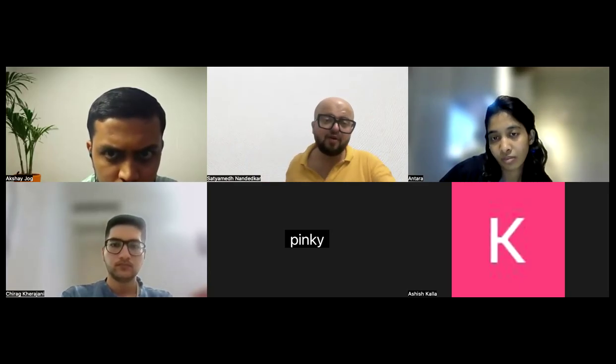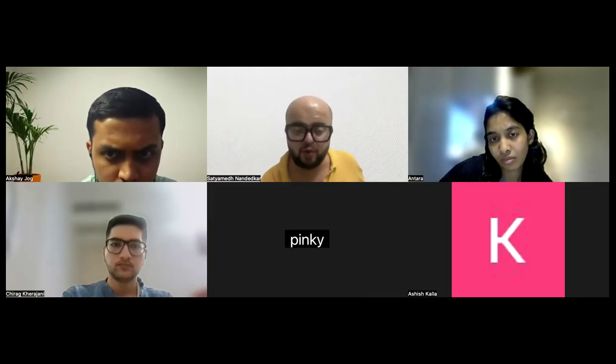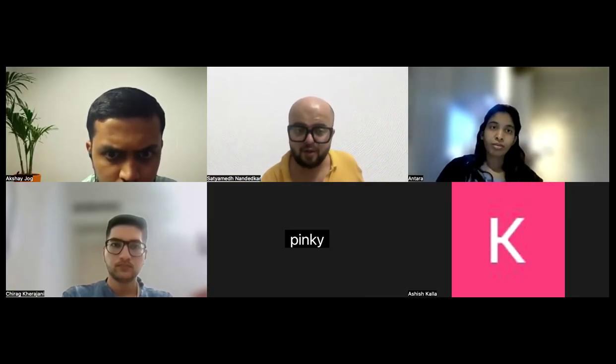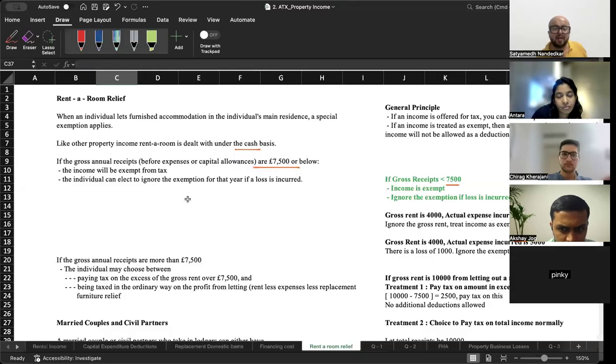Three rooms they stay, one room another person stays. So the landlord continues to stay in that premises and he has given one room on rent to someone. That is the rent-a-room situation. When an individual lets furnished accommodation in the individual's main residence, a special exemption applies.